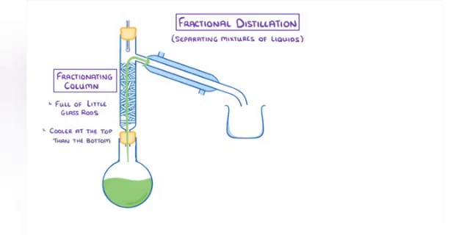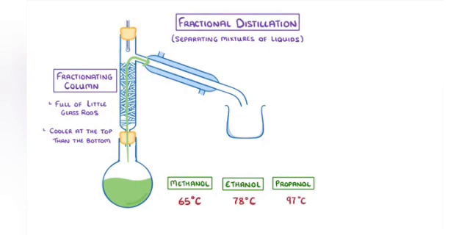To understand why this is important, let's imagine that we were trying to separate those three liquids that we mentioned before: methanol, ethanol, and propanol, which all have similar boiling points, although you don't need to remember them. And before we continue, just be aware that in real life, these would all be colourless, not green. We're just showing them as green to make it easier to follow along.